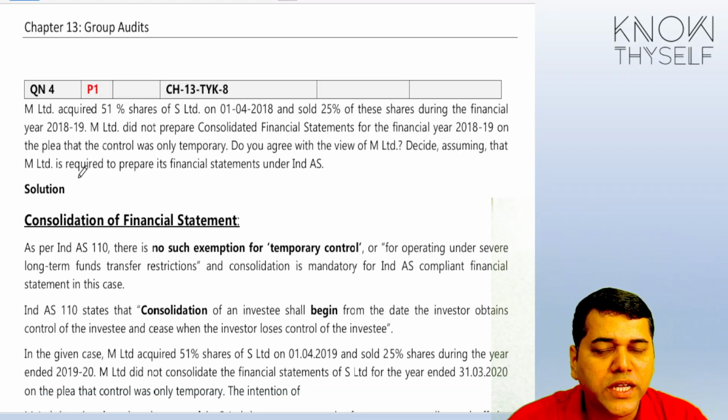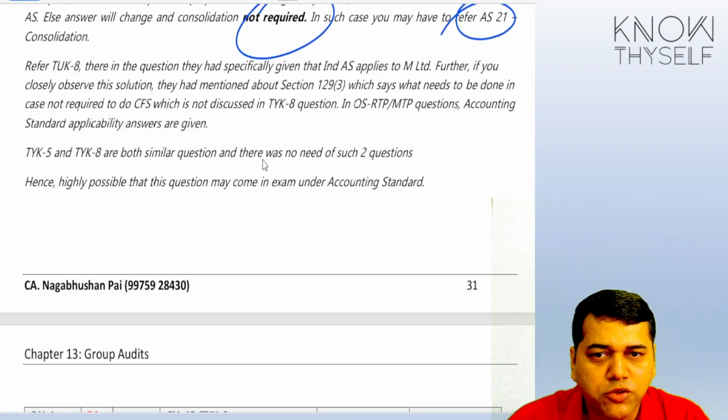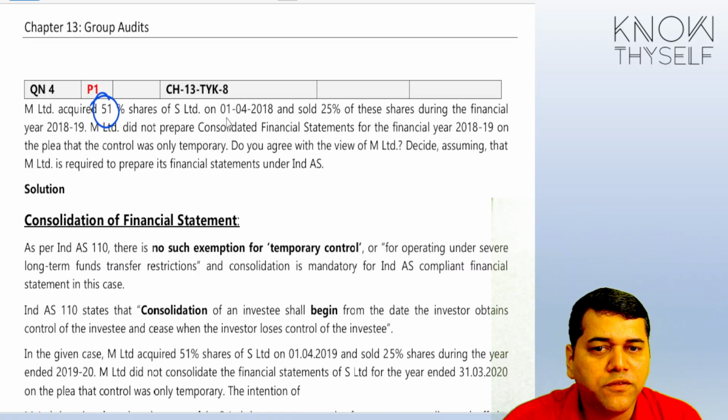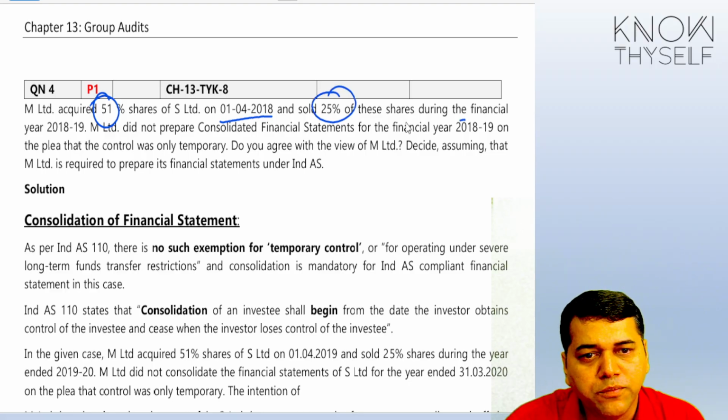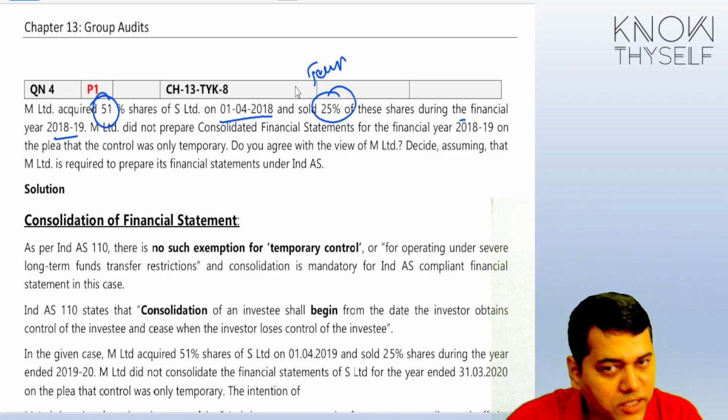Yes, now we will go to Test Your Knowledge question. M acquired 51%. This is which question? Test Your Knowledge 5. M acquired S on 1/4/2018 and immediately sold 25% of the shares in 2018-19 only. That means this is temporary. This is similar to the case we had discussed. You see now two different answers.